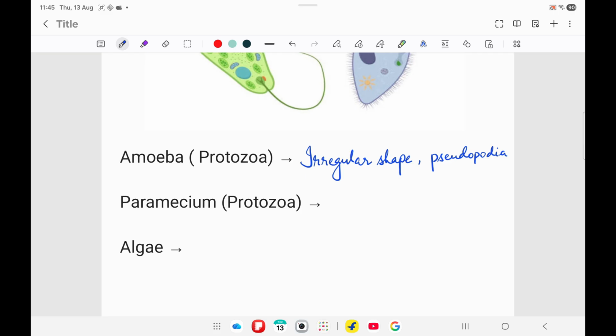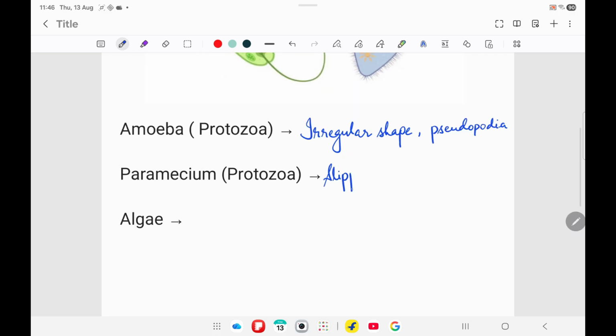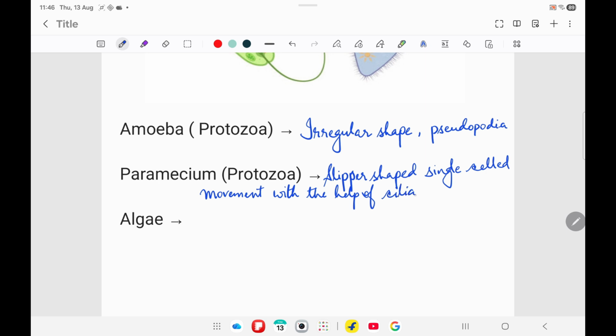The next is paramecium. Paramecium is a single-celled slipper-shaped organism. They move with the help of numerous tiny hair-like structures called cilia. Cilia also help in eating.